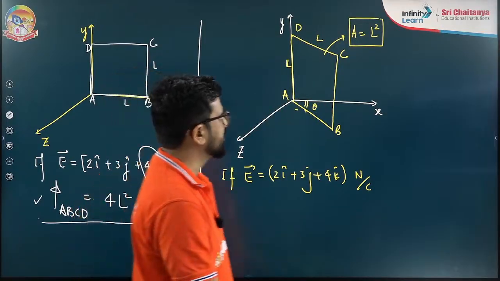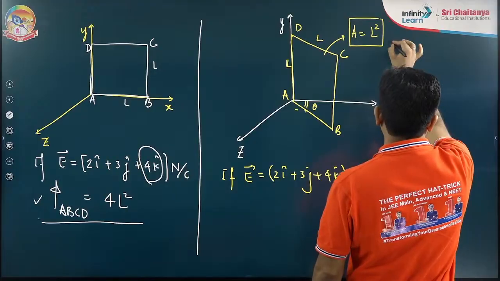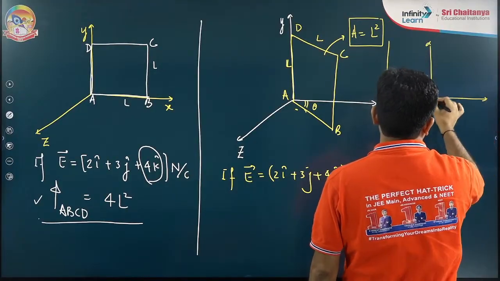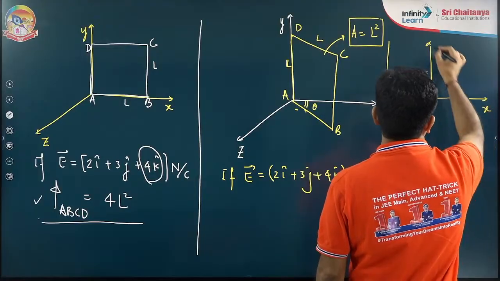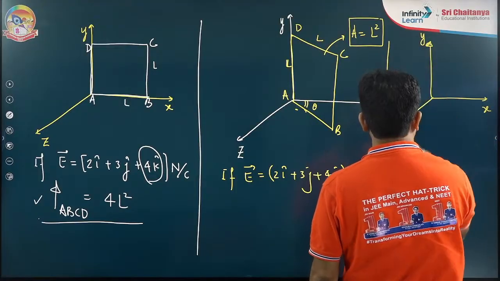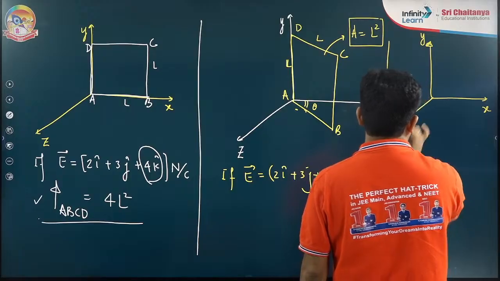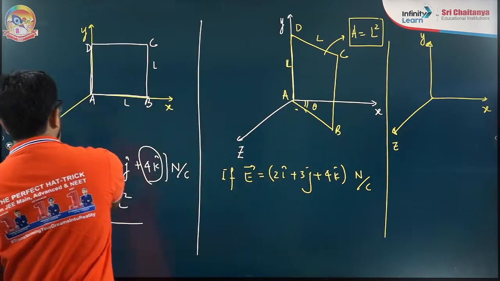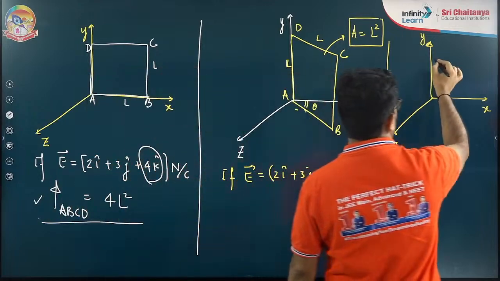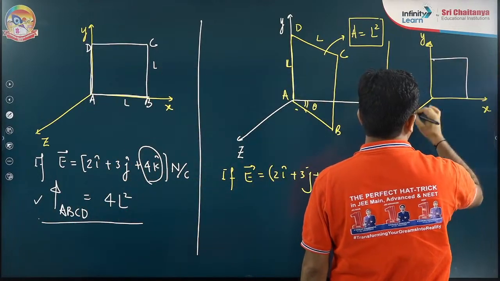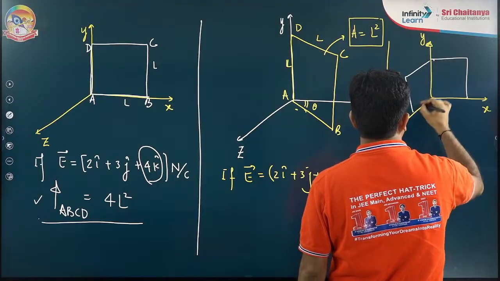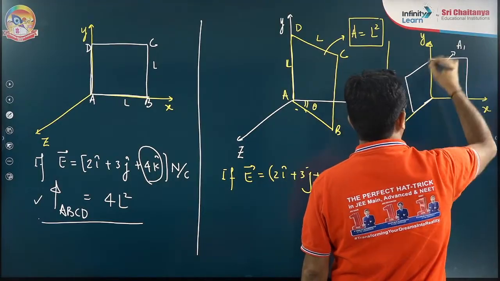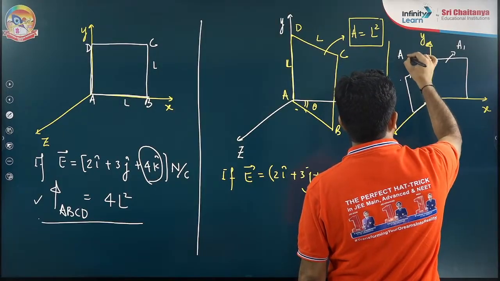I am just telling you, the very simple thing, you can put it here. This is X, this is Y, this is Z. This is a very basic thing. So you can put it like this. This would be one projected area and similarly this would be the other projected area. Suppose I say this is area A1 and this is area A2, beta.